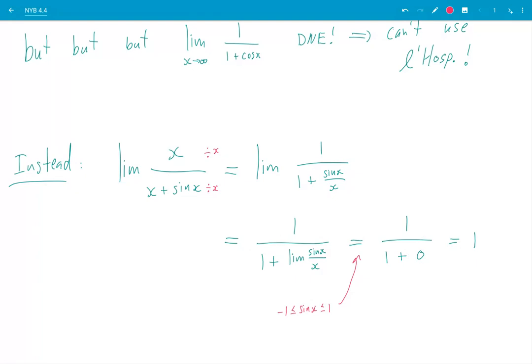Sure, x is going to infinity still, and sine is waving forever, but it is getting smushed by this division by x. The x is going to overwhelm the wave, so to speak, and bring it down to zero. That's kind of a qualitative way to think about it. That's the idea. You may have shown this using the squeeze theorem last semester.